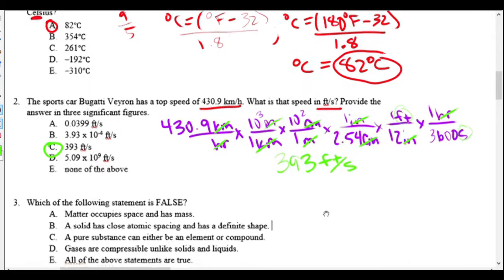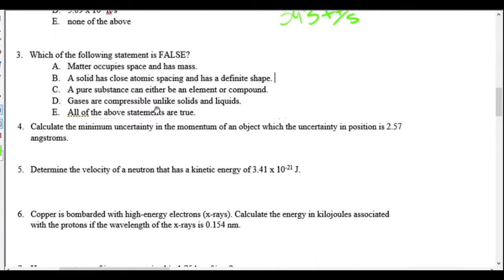Alright, let's move on to number 3. Which of the following statements is false? Okay, so matter occupies space and has mass. That's the definition of matter. Or B, a solid has close atomic spacing and a definite shape. Definite shape is the key word you want to look for there. And that is going to be true.